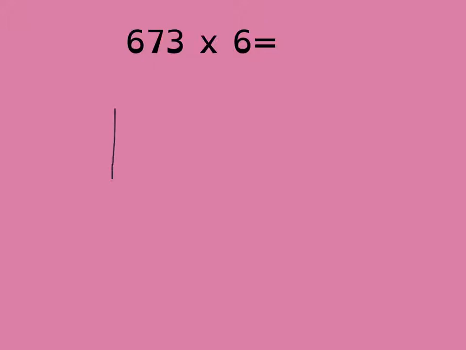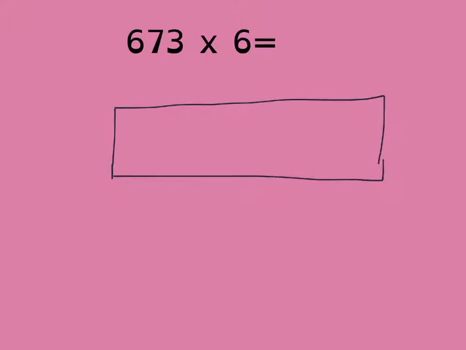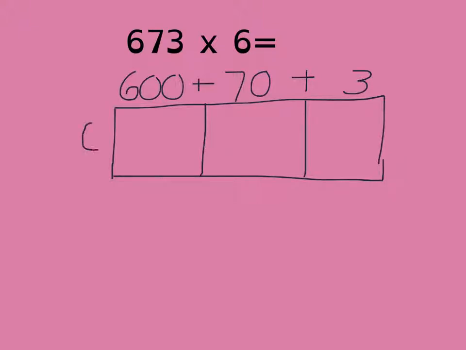In this problem, we'll be using the area model to multiply 673 times 6. So first you need to draw your rectangle, which is the visual model, and break up 673 into expanded form: 600 plus 70 plus 3. Separate each of the values, and we're multiplying each of those values times 6.